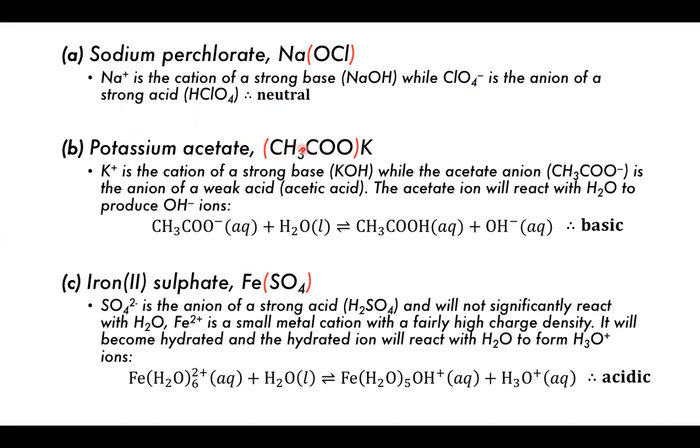Potassium acetate has the anion from a weak acid and the cation from a strong base, and so it is going to be basic. And iron(II) sulfate has a small, highly charged ion, the iron 2 plus, and then the sulfate is from a strong acid, such as sulfuric acid.